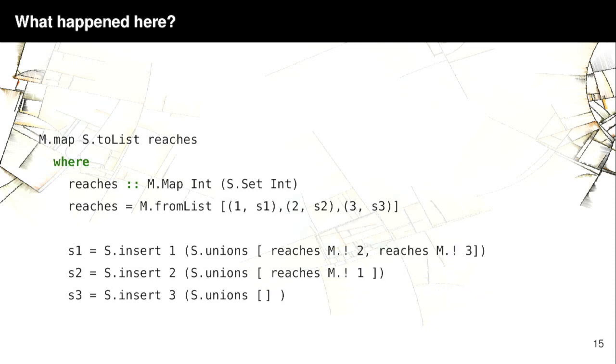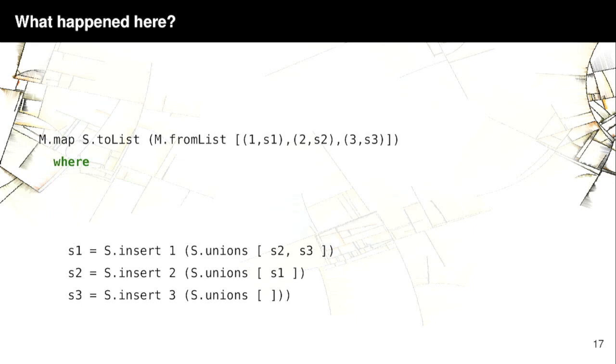We have not fully evaluated the program yet, but we know enough about this map reaches that we can look up into it. We don't know what S1, S2, S3 are going to be, but we know that looking up 2 in this map will give set S2. So we can resolve these lookups at the bottom, and now something magic happened. The recursive definition for reaches has disappeared. We've tied the knot, we've pulled on the strings, and we got straight line code. I like this analogy.